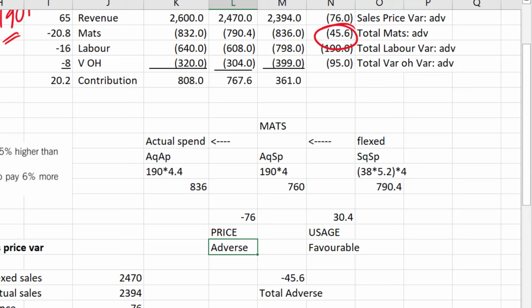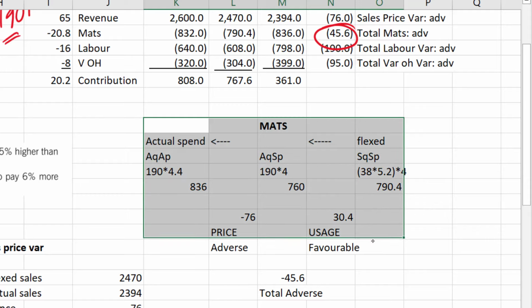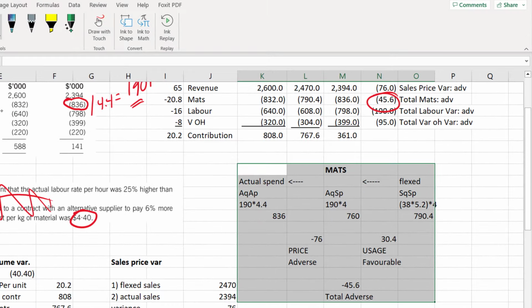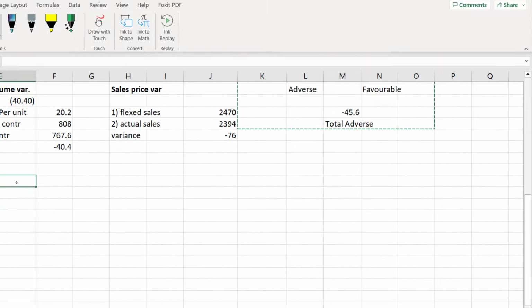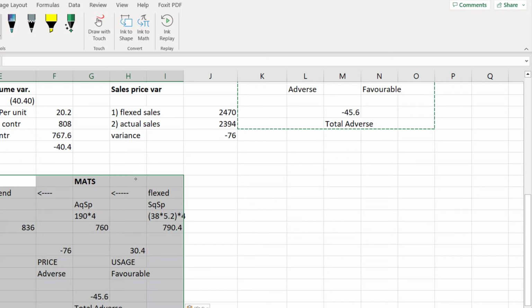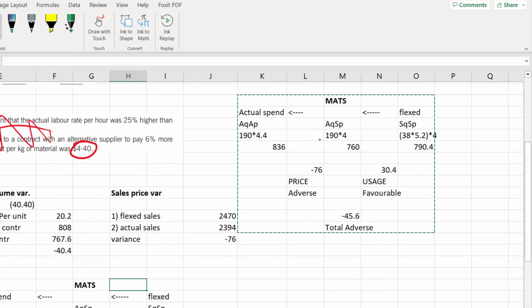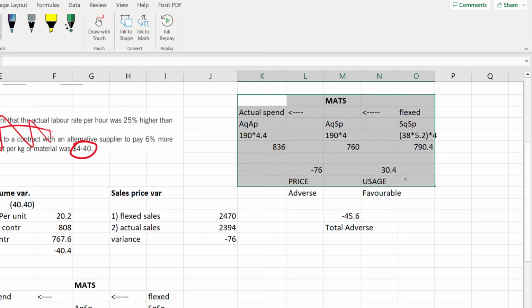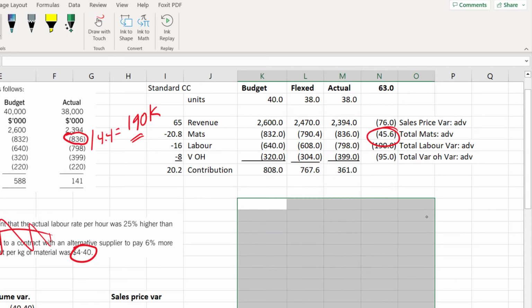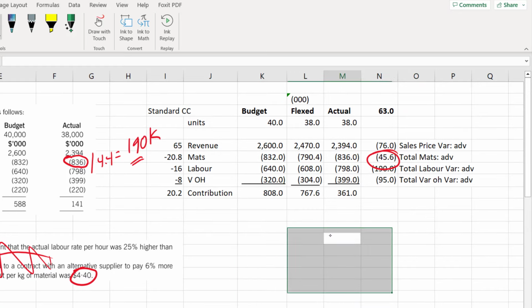Now, guys, I'm not getting into the operational and the planning yet, okay? So we're not getting into the details. This is a review of the basics. Guys, I'm going to copy this down here. And I'm going to delete that. And the last thing that we have to do is the total labor variance. Okay, team? And I'm going to do the same thing.